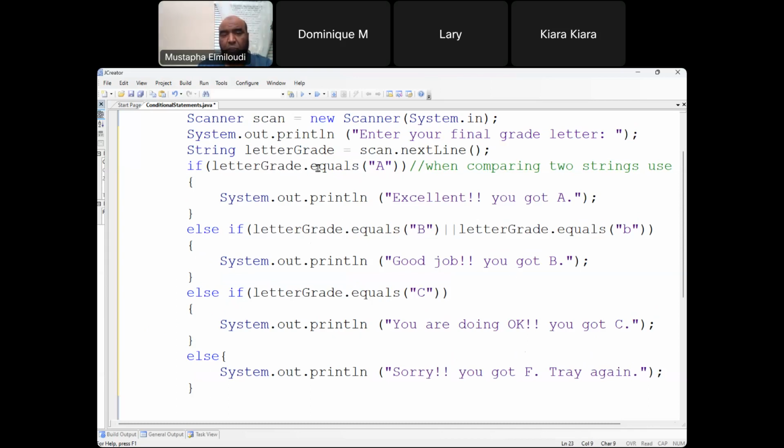If it is C, the first one is false, it will be evaluated. Second one is false, it's in order, it's false. As long as it is false, it's going to keep going down until it finds the right answer. This is C. Okay, it will say you are doing okay, but it will not execute else. The only time it is going to check every single one is if it's the last one, because it has to go through each one of them. It's going to check A, it's going to check B, it's going to check C, and then has no choice but to check the last one. That means if it's none of the above, then Sorry, you got F, try again. Sorry, try again is not spelled correctly.